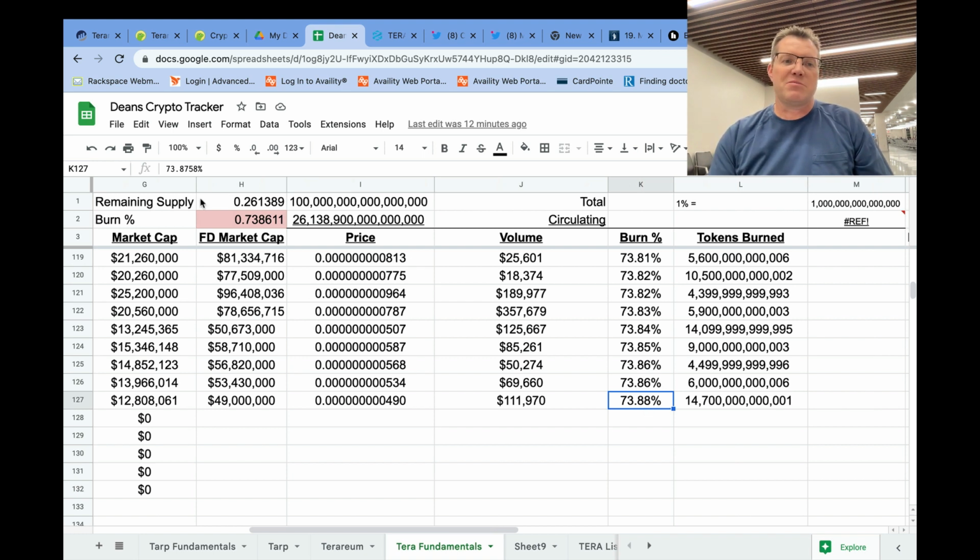73.88%. Now there is some rounding in that. You can see it's 73.875, so it's just barely ticked over my two decimal place to round up to 73.88. But the total tokens burned tells the tale. 14,700,000,000,000 tokens burned in the last week due to higher than normal volumes, including the one trade that we mentioned that was most likely a marketing wallet.